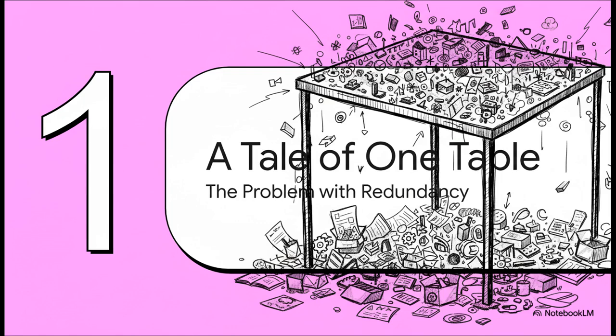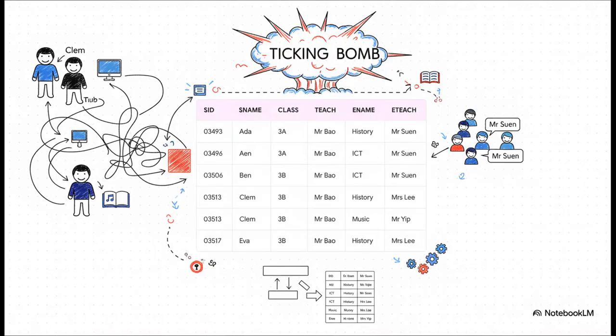Think about trying to run a business, but your desk is just a giant, unsorted pile of papers. That's pretty much the digital version of what we're about to see. What happens when you just cram everything you have into one single giant table? Okay, just look at this thing. We've got all our student info and all our club info just mashed together.